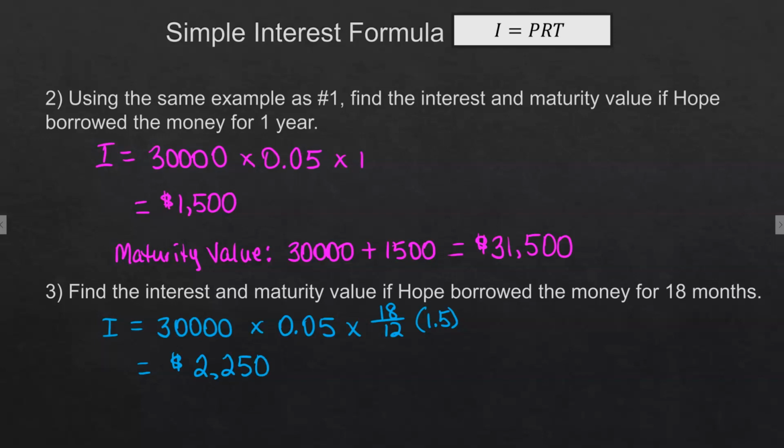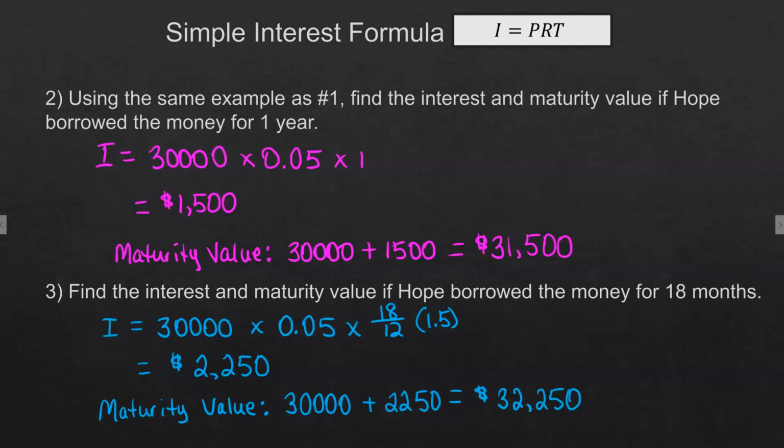And once again, we are finding maturity value. That would be 30,000 plus our interest amount. So that is $32,250. So these first three questions were just about looking at what happens to the interest for different time periods.